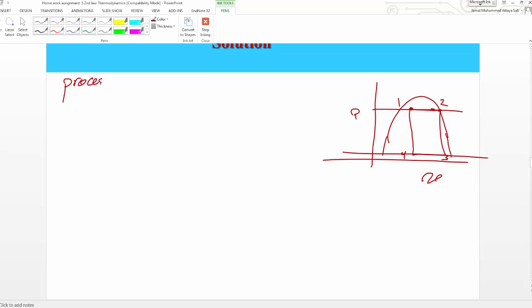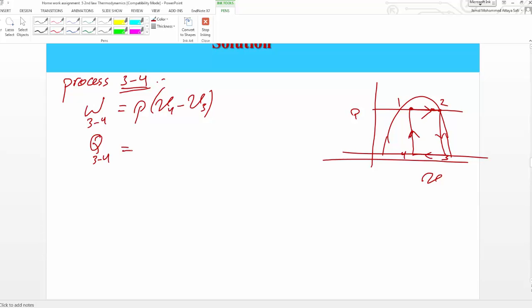So process 3 to 4, what do we know? It's actually similar to the process from 1 to 2, but now it's, of course, compression rather than expansion. The work 3 to 4 is P times V4 minus V3. So this is how I can calculate the work. And Q 3 to 4, now we know it, is H4 minus H3. I don't want to go into detail now on this because it's the same as what we did last time.